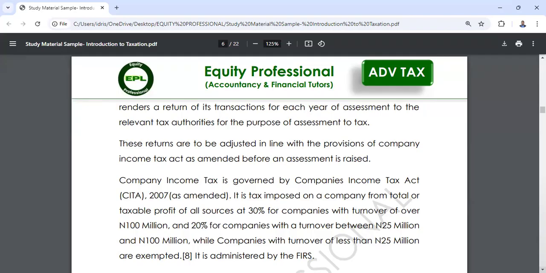But if your turnover ranges from over 25 million to 100 million, that means you are a medium enterprise. And medium enterprises pay a company income tax rate of 20%. If your turnover is more than 100 million, that means you're a large company. That means you are going to pay 30% company income tax.